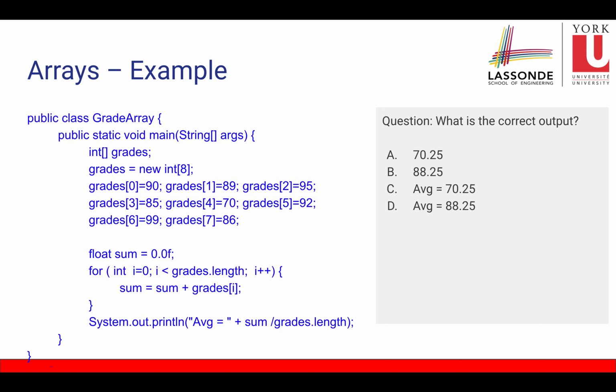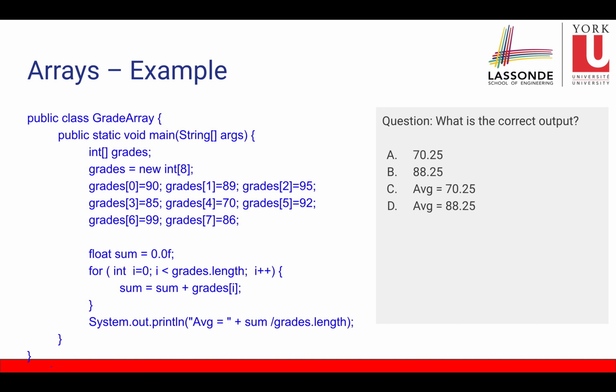Let's see these examples. Here is a basic structure of a Java application. It starts from a public class. The class name is called GradeArray. In this class, we don't have any attributes. We only have a special method called main, with public static void, and only one input variable, which we don't need to care about right now.